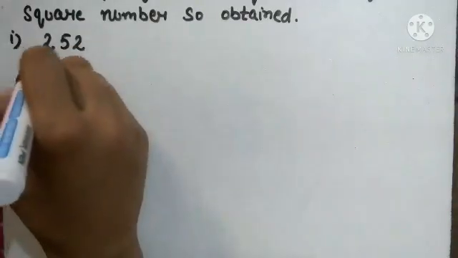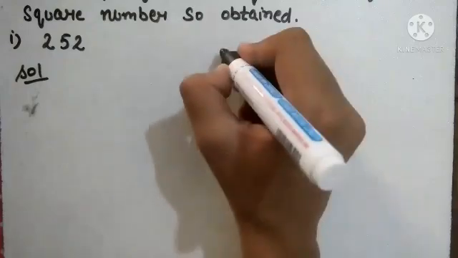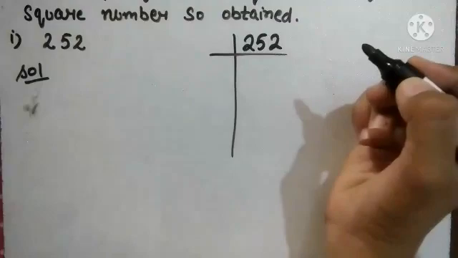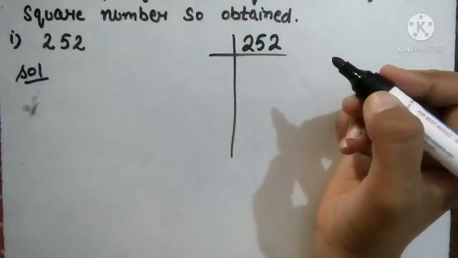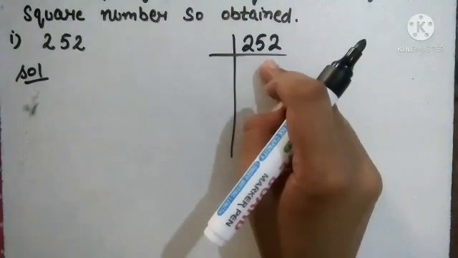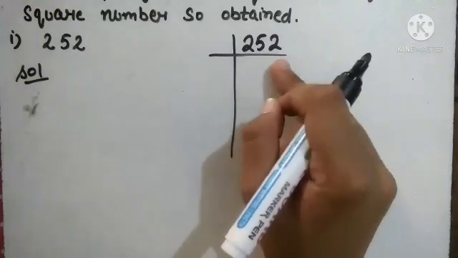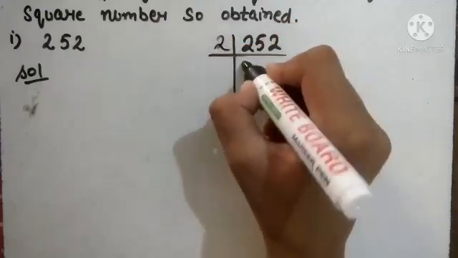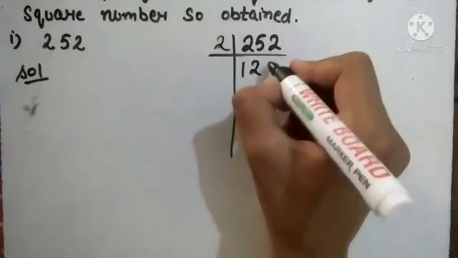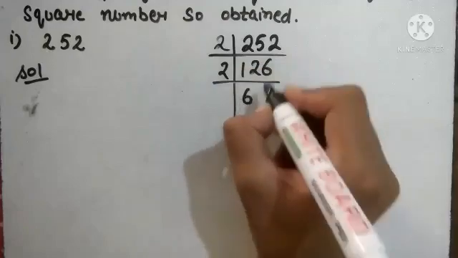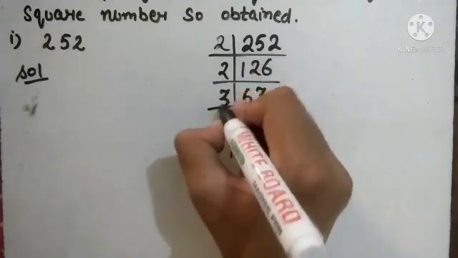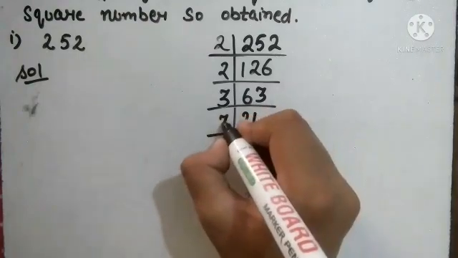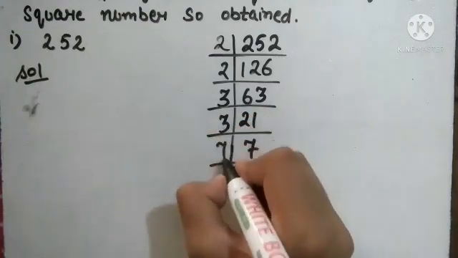As the number is 252, first of all we have to find its factors, so that we get to know which is the smallest number we need so that it will become a perfect square. As you can see, the ones digit of this number is 2. It means the number can be divided by 2. 2 sixes are 12, 2 threes are 6. Then it can be divided by 3 because this is not an even number. 3 twos are 6, 3 ones are 3, 3 sevens are 21, and 7 ones are 7.